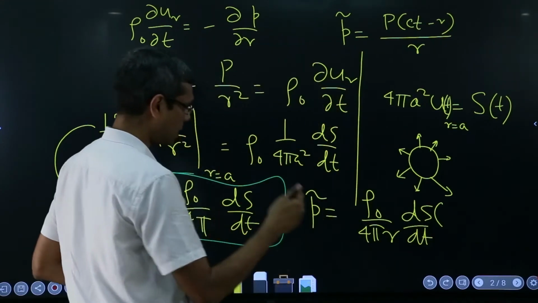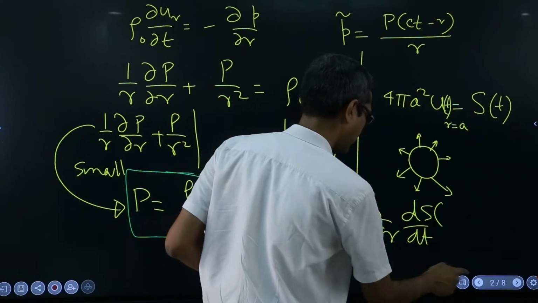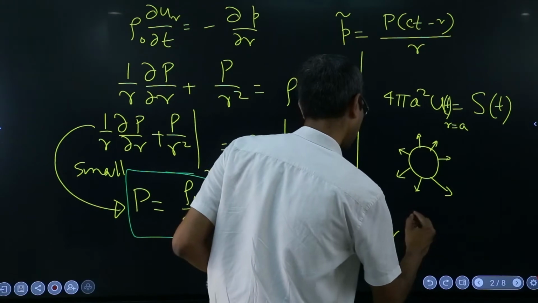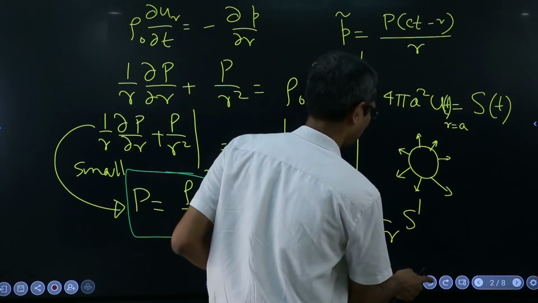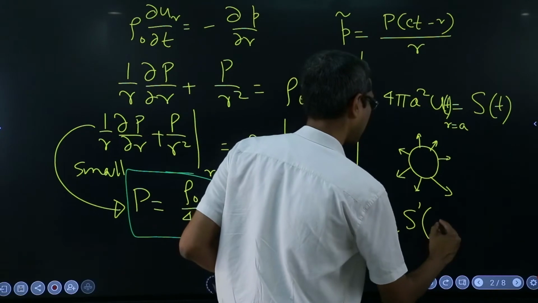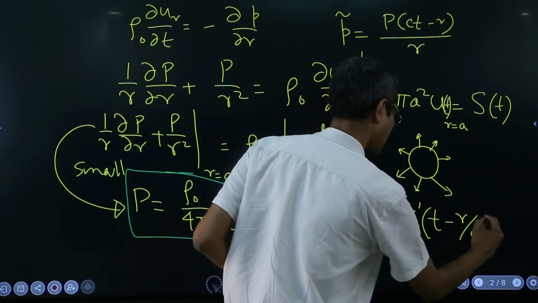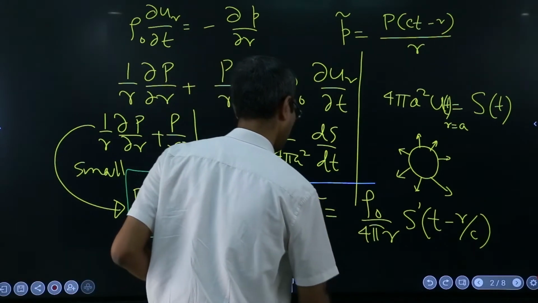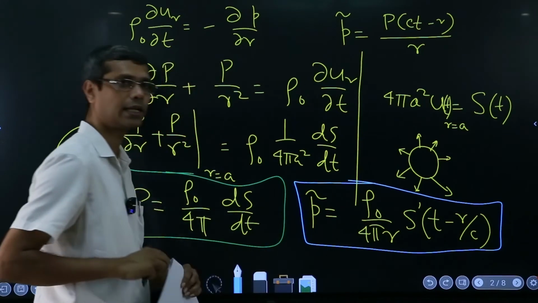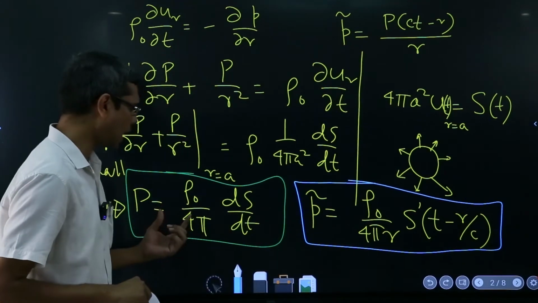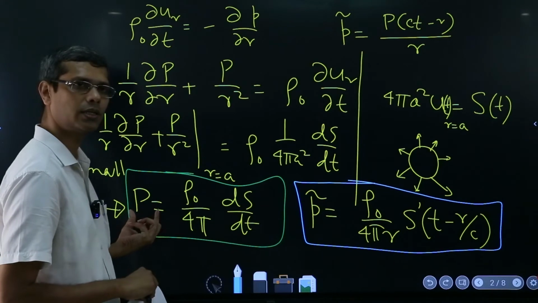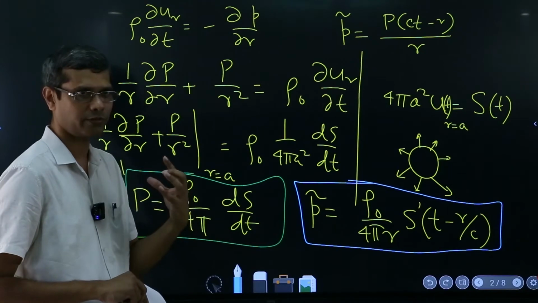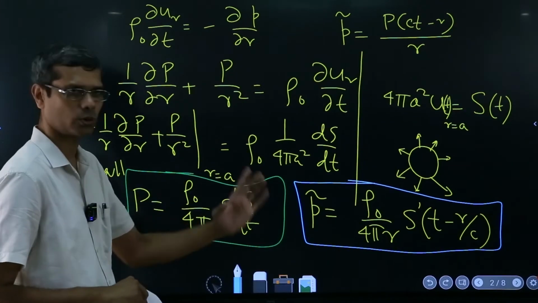Now, here I'll write in a slightly different way, not in this form. I'll write in this way. This is a prime, and here I'll write this like this. Just think about it. What exactly does it tell you? I got the shape and size of the wave, pressure wave, at the surface of the source.